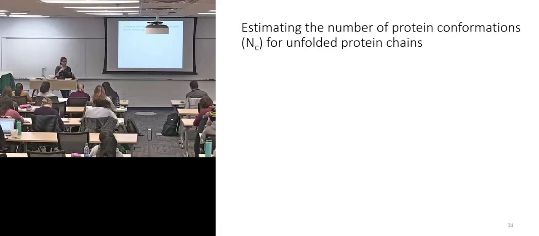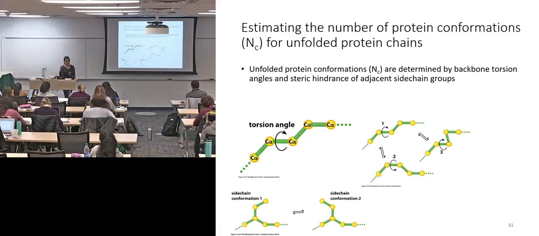To estimate the number of protein conformations, N sub C, first we think about the fact that it's going to be dependent on the backbone and the torsion angles, phi and psi. They're going to dictate what conformations would even be possible in an unfolded state. We talked about how Ramachandran helped us decide, when it folds up, which angles likely become alpha helices and which likely become beta sheets.